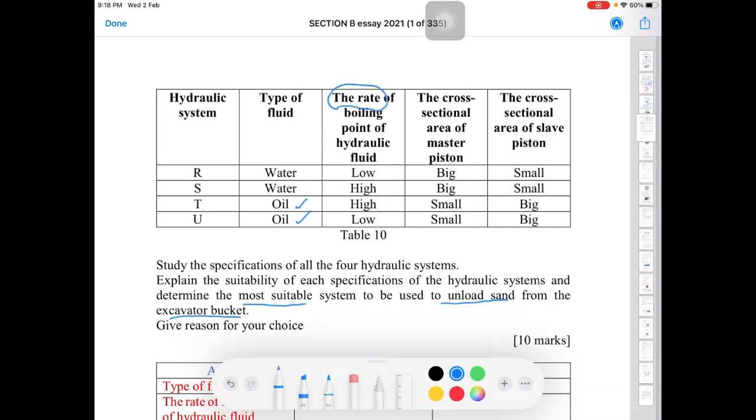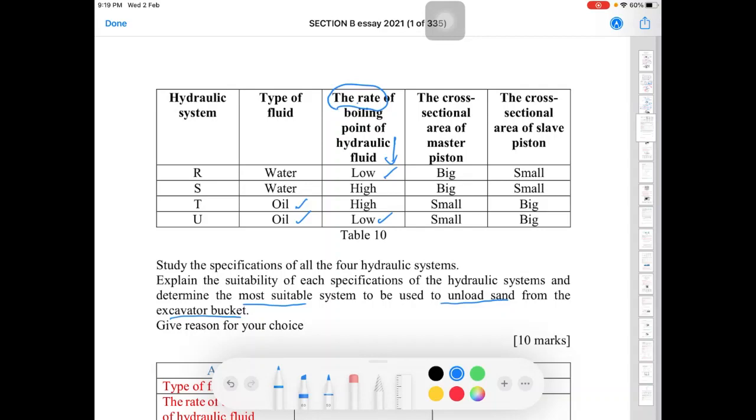Okay, the rate. Look at this rate. If there is a rate, that means you want it low or high. Rate is usually over time. So if it were the boiling point, without a rate, you would want a high boiling point so that it is not easy to boil. But now it's the rate. So the rate means you want a long time before it boils. So that means you want a low rate. Okay, low rate. It means not easy to boil. Alright, it will take a longer time to boil.